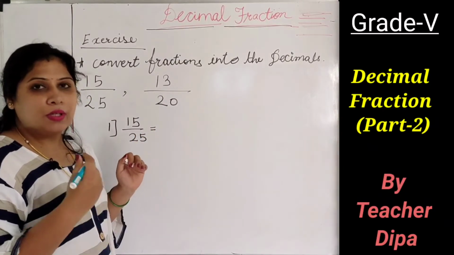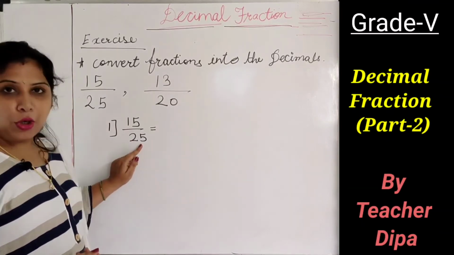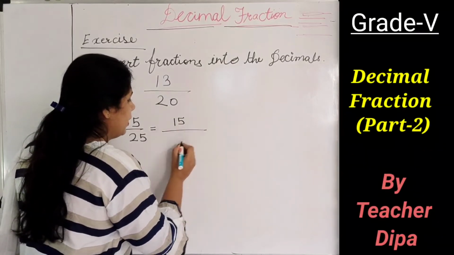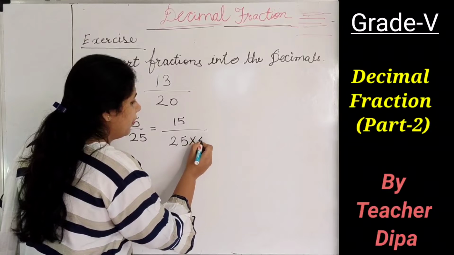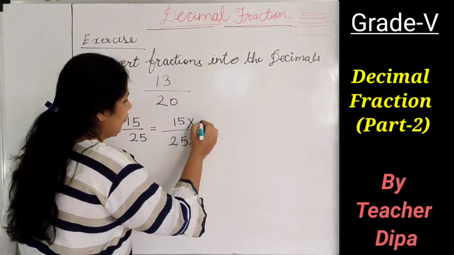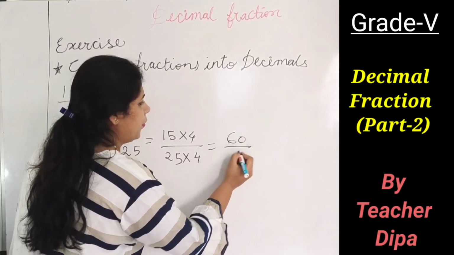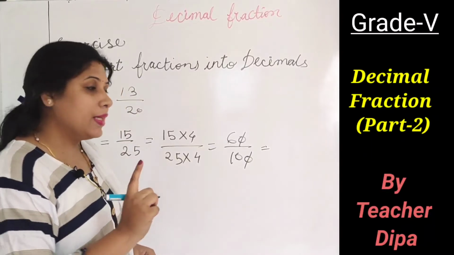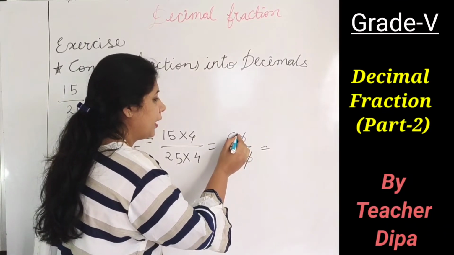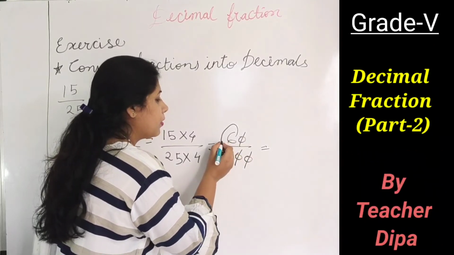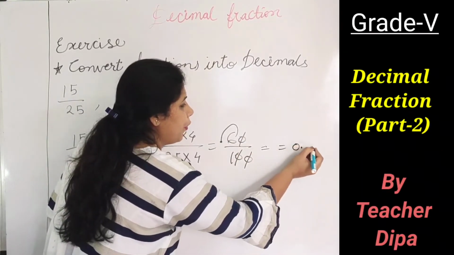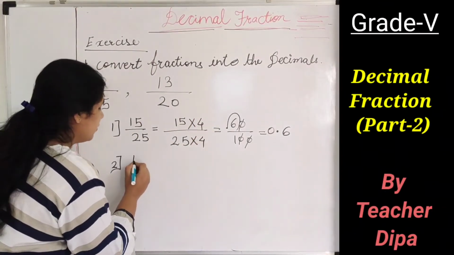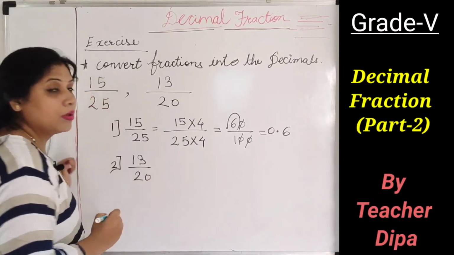As we learned, we have to convert the denominator into a multiple of 10. So 25 into 4, if I am taking, we have to multiply 15 with 4 again. This will become 60 upon 100. This 0 will get cancelled, but still one more 0 is left here, so we will take one jump to the left side of the 6, so we get 0.6, and this is our answer.